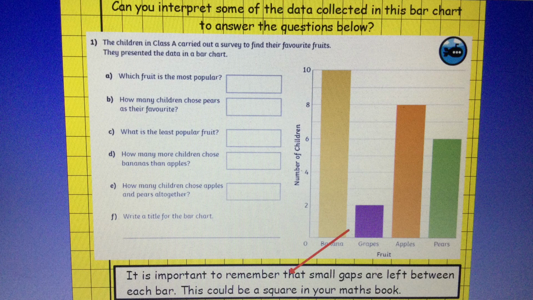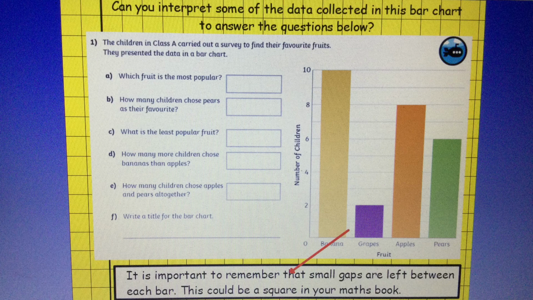It's also really important to remember that small gaps are left between the bars in the bar chart. Imagine your maths books at school. The gaps between the bars could be as small as the squares in your maths book. It doesn't have to be very big, there just has to be a space in between them.